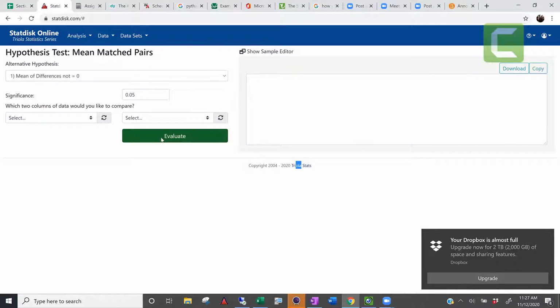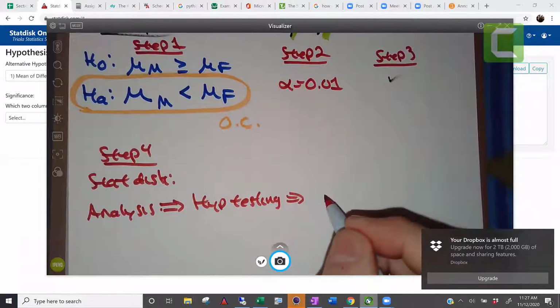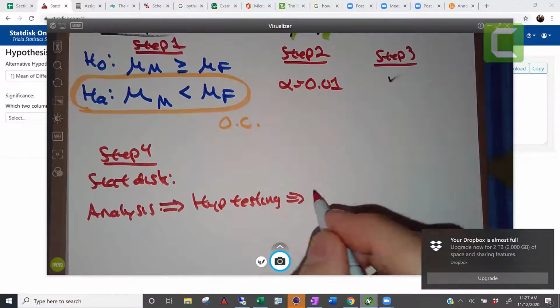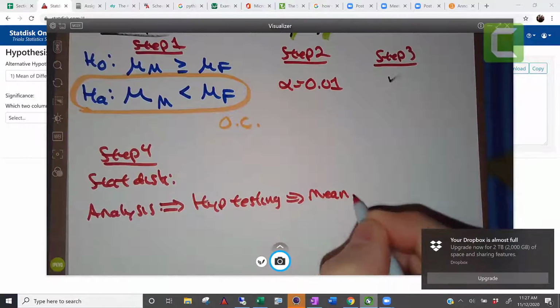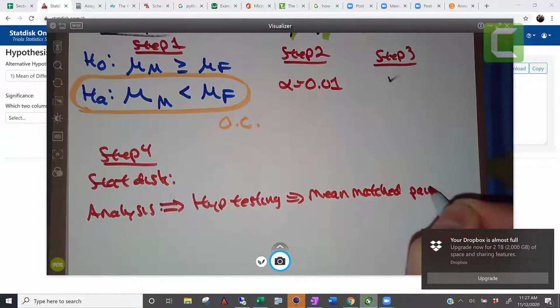And I'm just going to write those down here for you. You're looking at the notes at some point. Analysis, hypothesis testing, mean matched pairs. Okay.